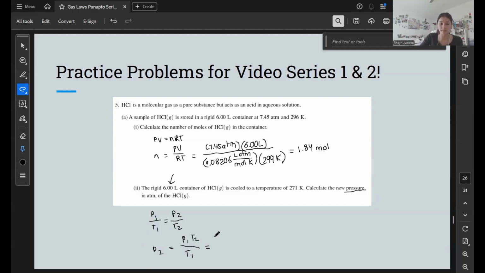And then plug in our values, right? So what was our original pressure? 7.45 atm. And what was our final temperature? 271 Kelvin. And then that's all over our original temperature of 296 Kelvin. Again, calculator, 7.45 times 271 divided by 296. When we round to 3 sig figs again, we will get 6.82 atm.